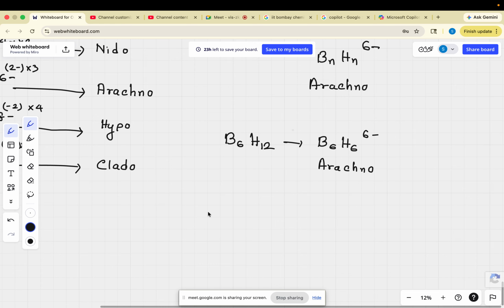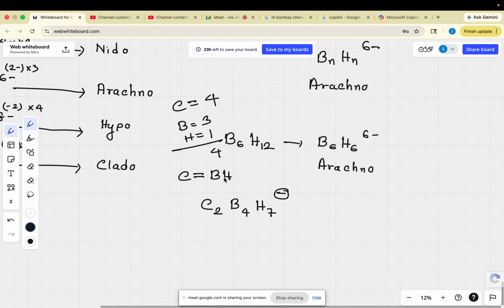Now suppose you have some carbon derivative, say C2B4H7 minus. Tell me, carbon is basically how many electrons? 4, right? And boron has 3 electrons, hydrogen has 1 electron. So if I add boron and hydrogen, I also get 4. So basically I can replace the carbon by this BH unit.